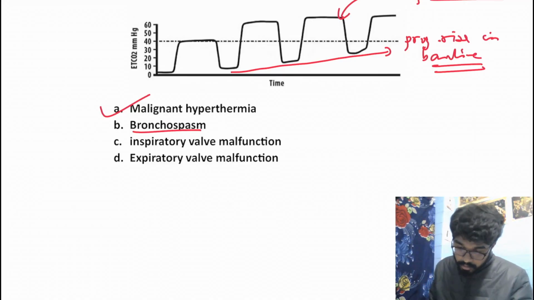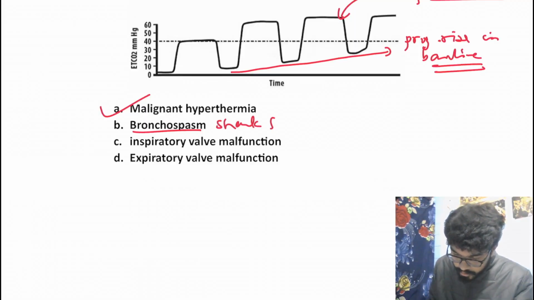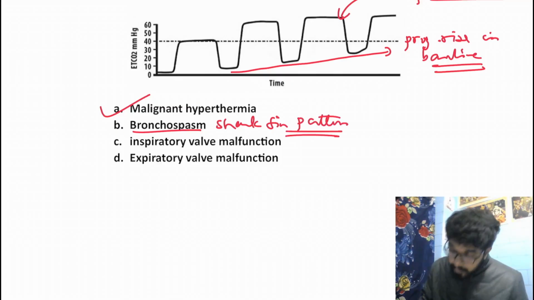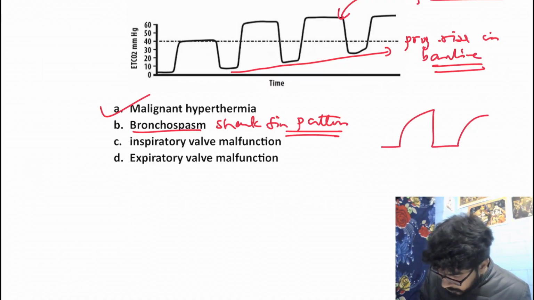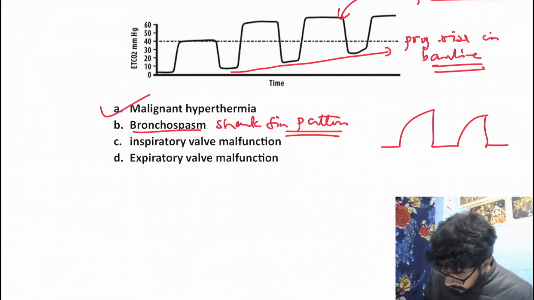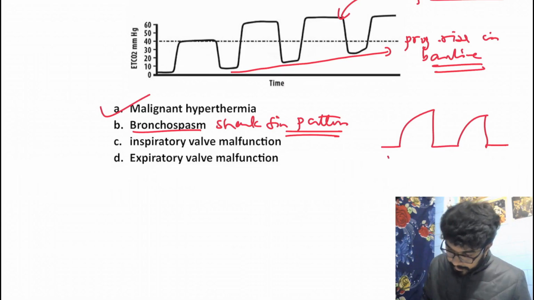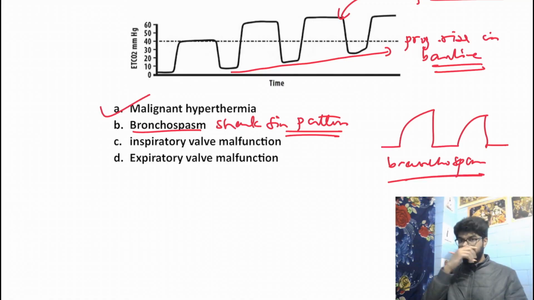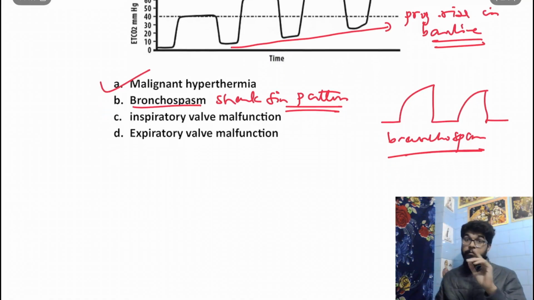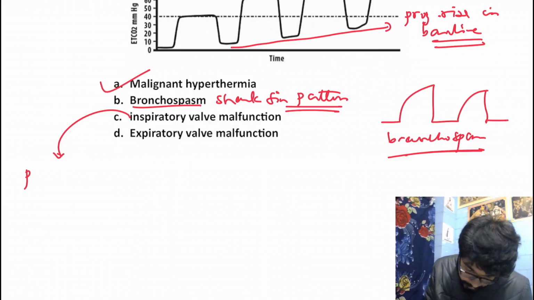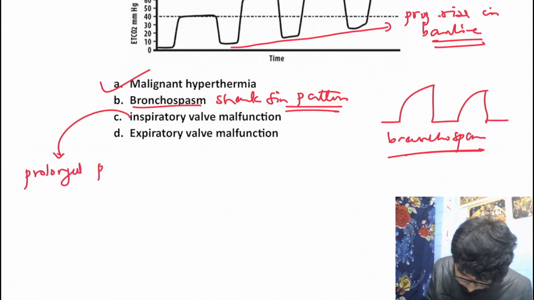Bronchospasm. In bronchospasm, remember that we get a shark fin pattern in capnography. What is the shark fin pattern? The curve will be something like this. This is characteristic of bronchospasm. It looks like a shark fin, that's why. Inspiratory and expiratory valve malfunction. This is quite important, right? In inspiratory valve malfunction, we get a prolonged plateau.